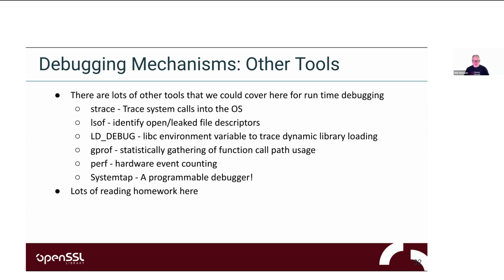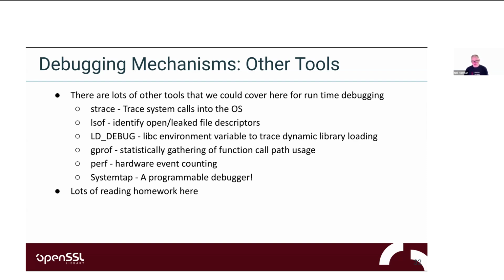SystemTap is one that's very near and dear to my heart that gets ignored a lot, I'm afraid, but is super useful. I had a whole example here, but I cut it for time. It is a programmable debugger. It not only allows you to do a lot of the things that GDB does, but allows you to dynamically enhance the functionality of things like OpenSSL at runtime. Verbally, I'll give you an example.